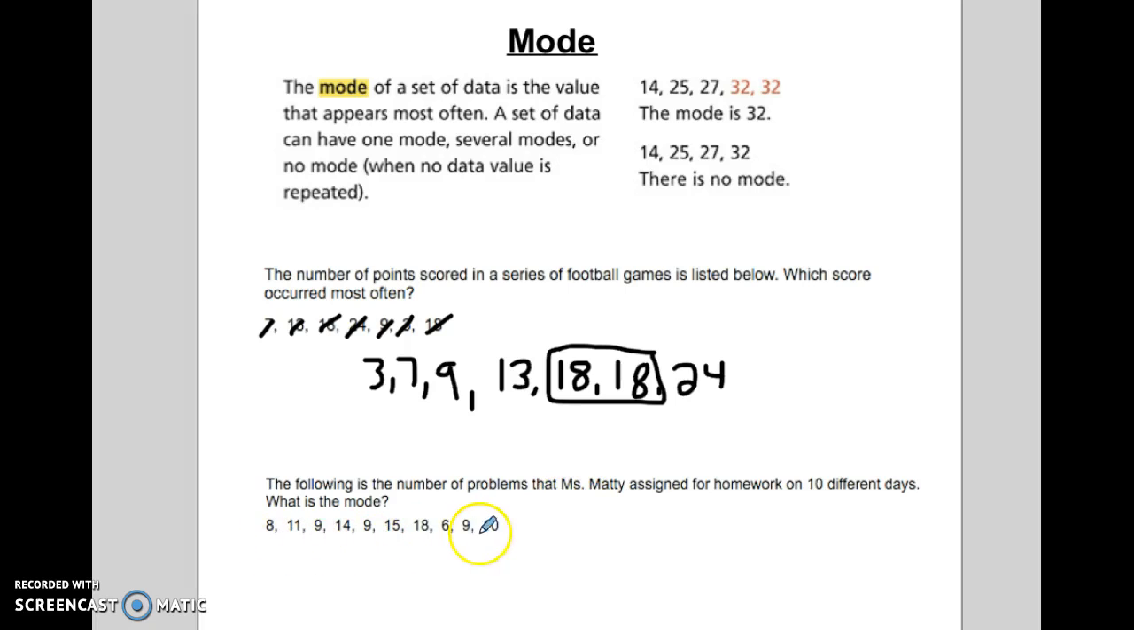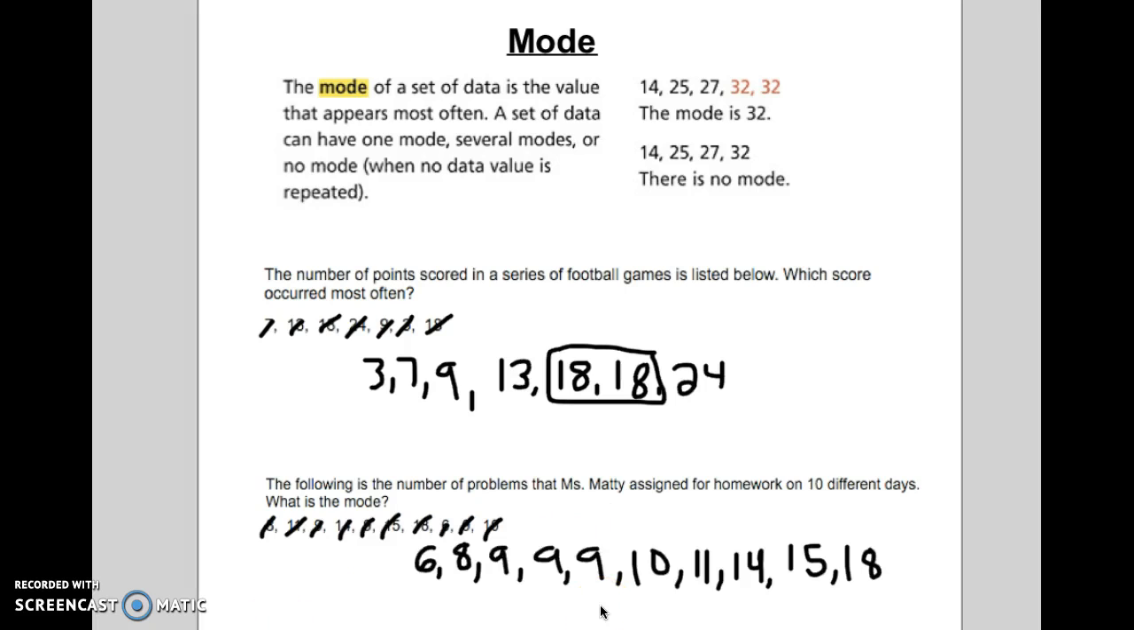All right, let's look at the next problem. I'm going to go ahead and list these from smallest to greatest. Let's read the problem. It says, the following is the number of problems that Miss Maddie assigned for homework on 10 different days. What is the mode? So go ahead and list these out for you. All right, so we're looking for the number that is repeated the most for mode. So look at my numbers, and you'll see right here I have 3 9s in a row, and nothing else is repeated 3 times. So the mode of this set of data is 9.